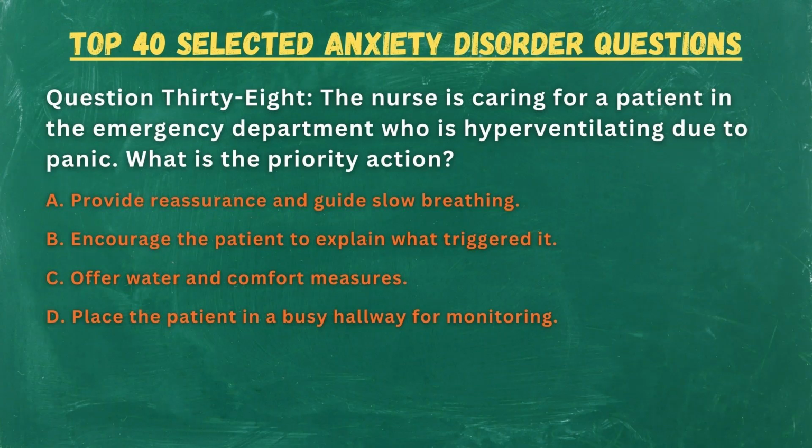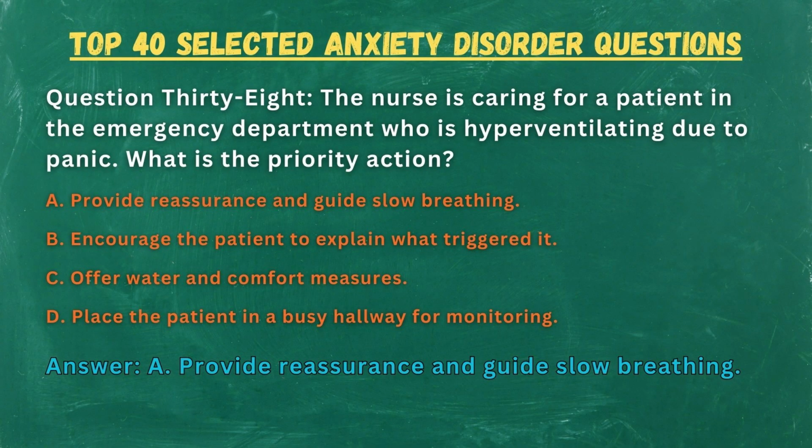Question 38. The nurse is caring for a patient in the emergency department who is hyperventilating due to panic. What is the priority action? A. Provide reassurance and guide slow breathing. B. Encourage the patient to explain what triggered it. C. Offer water and comfort measures. D. Place the patient in a busy hallway for monitoring. Answer. A. Provide reassurance and guide slow breathing.